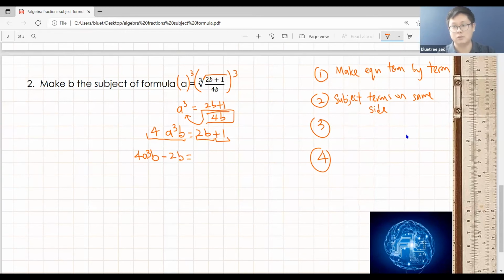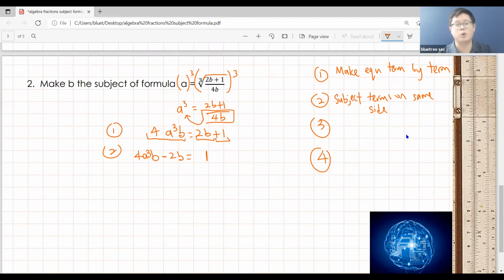And thus the positive 2B will move to the left and become a negative 2B, which means that my 1 that has no B attached to it is going to be the only thing that stays on the right alone, okay? You don't want to move the 1 over because it doesn't have any subject terms. So what we have just done is achieve step number 2, to get the subject terms, the terms that have B, on the same side.